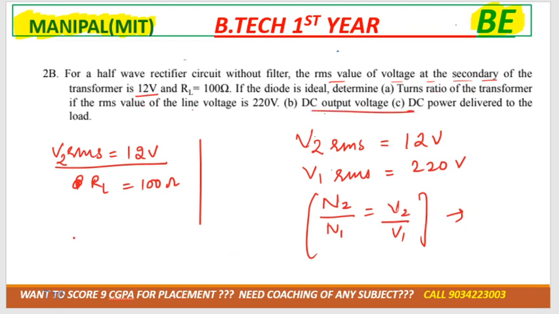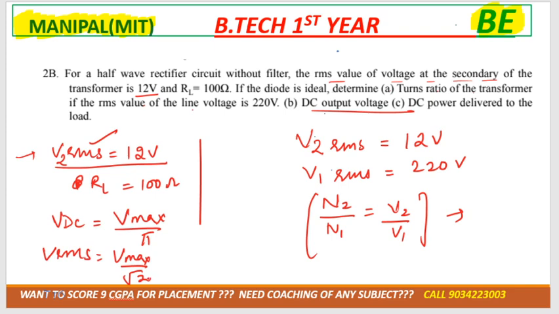अब DC output voltage means VDC. VDC is how much? Half wave rectifier है तो V max by pi. If we know VRMS, we can get V max. क्या रिलेशन होता है? VRMS is equal to V max by root 2.